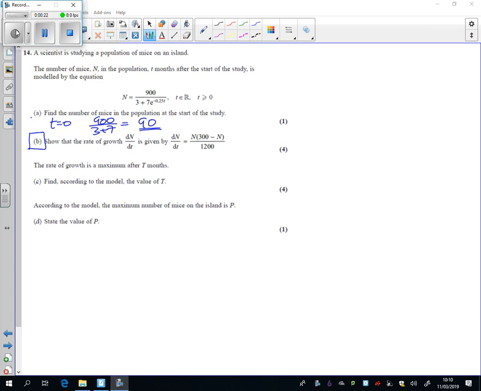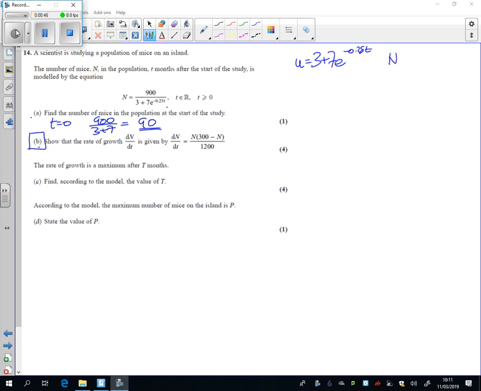Now C and D don't depend on B, so they're worth getting. Let's try and do this difficult bit here. We've got to differentiate this. And this is a repeat of an old AQA question that some people might want to use a quotient rule, but I'm going to actually do a chain rule of it. I'm going to let u equal the bottom bit of that fraction.